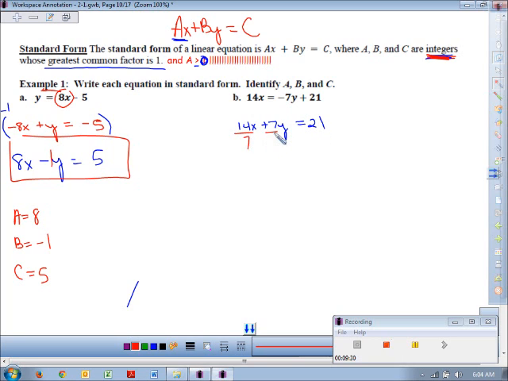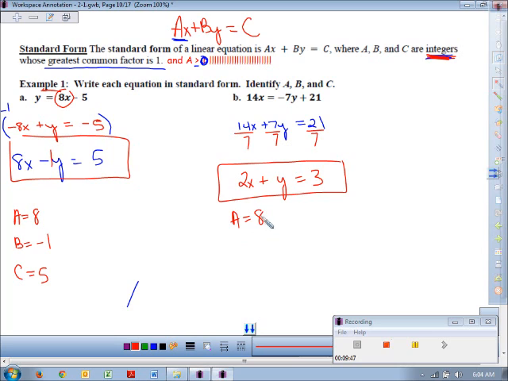So we can divide all of this, reduce by a factor of 7, if you will, and turn that into 2x plus 1y equals 3. And this is what that equation is in standard form. And now we identify a, b, and c.